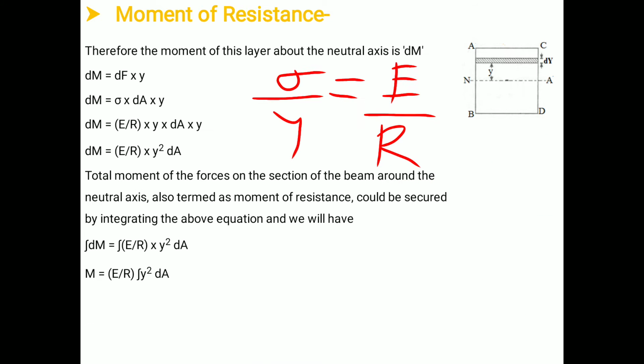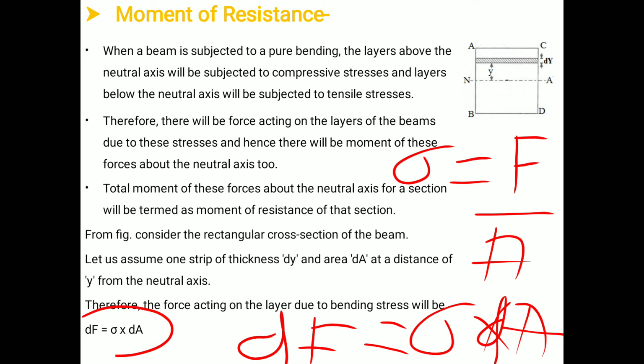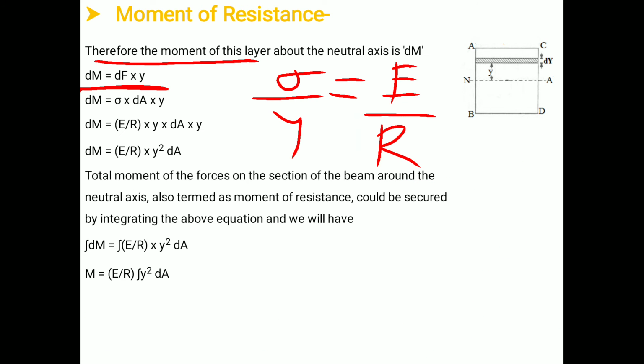Once you know the value of force, we can easily find the value of moment, because all of you know that moment is a force into distance. Therefore, dM is equal to dF into y. dF is the value of force on a small strip and the perpendicular distance is y. As we have already calculated dF, we put this value into this equation. On putting this value, I have dM is equal to sigma into dA into y.